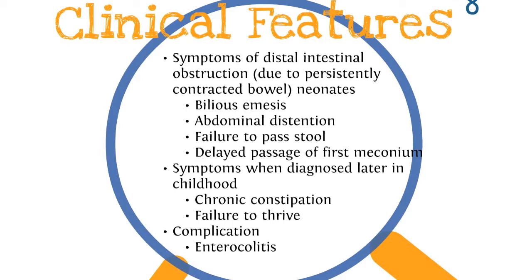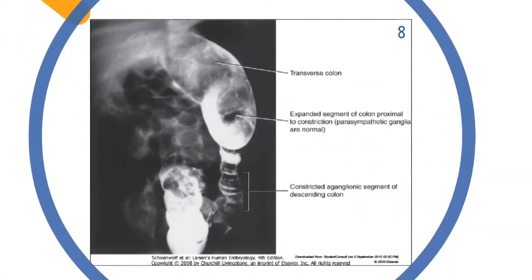Symptoms in neonates include bilious emesis, abdominal distension, failure to pass stool, and delayed passage of the first meconium. If diagnosed later in childhood, one can expect to see chronic constipation or even a failure to thrive. And a major complication of the disease is enterocolitis. Here you can see a distended transverse colon proximal to a constricted descending colon that is affected by Hirschsprung's.